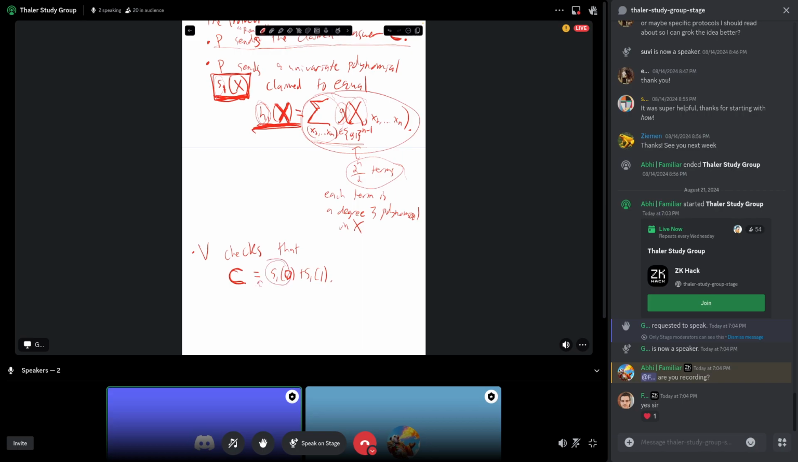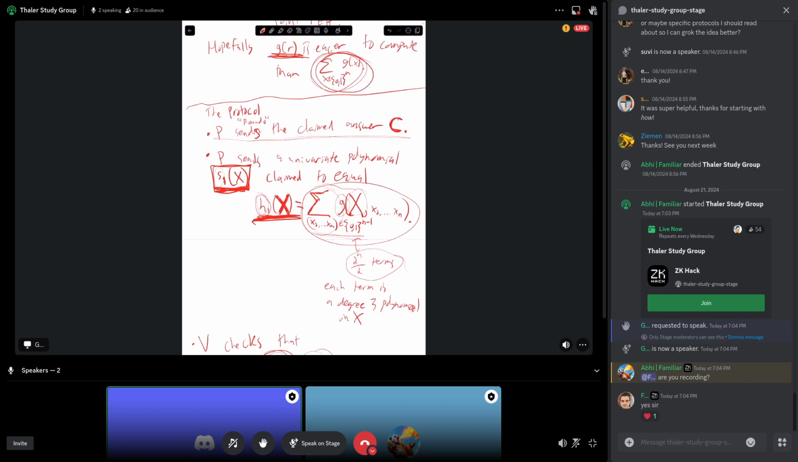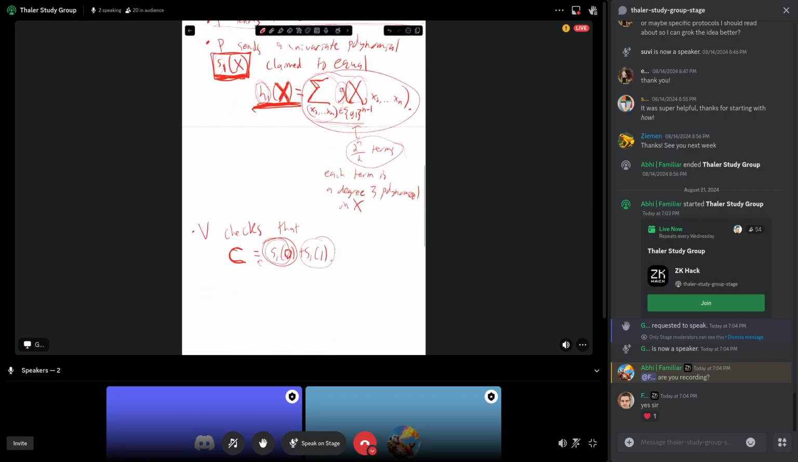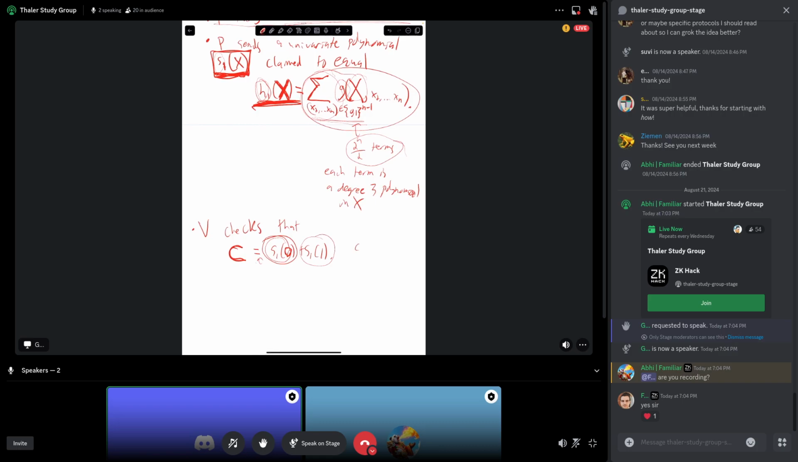So again, this is the sum of the first half of the terms, and this is the sum of the second half of the terms in the whole expression that the verifier cares about. Okay, so this is called the round 1 consistency check.